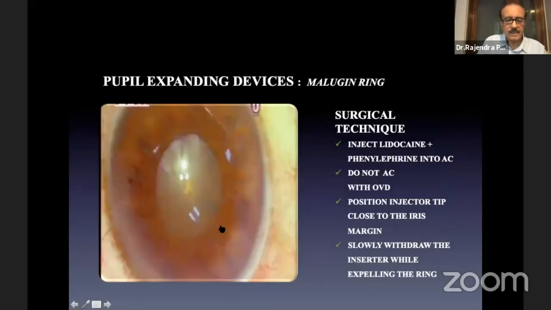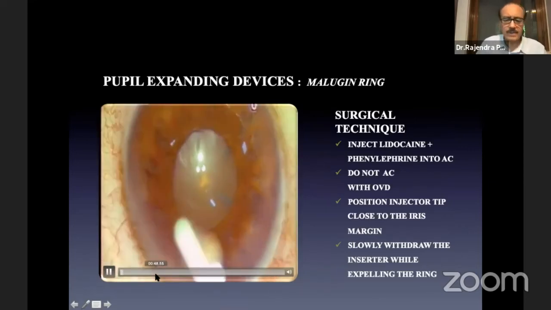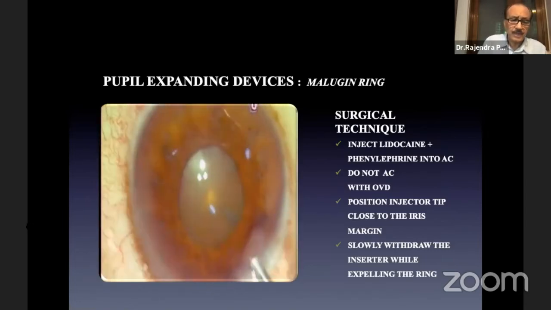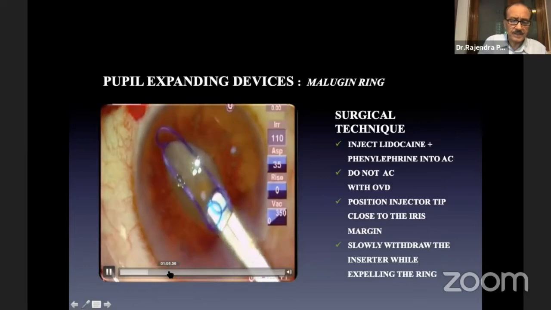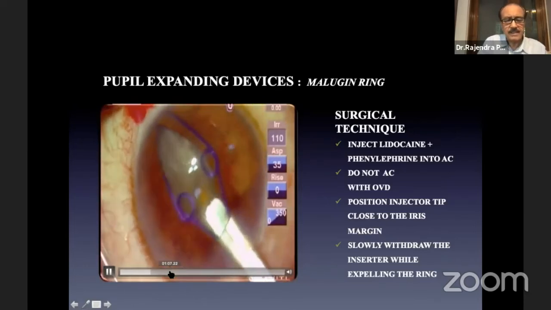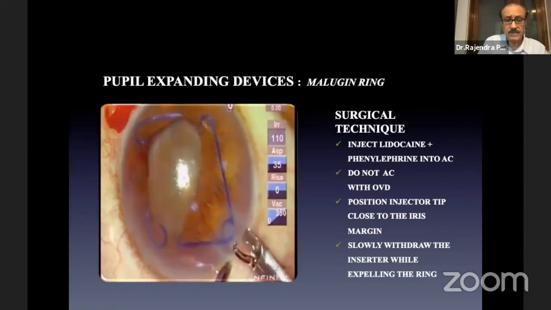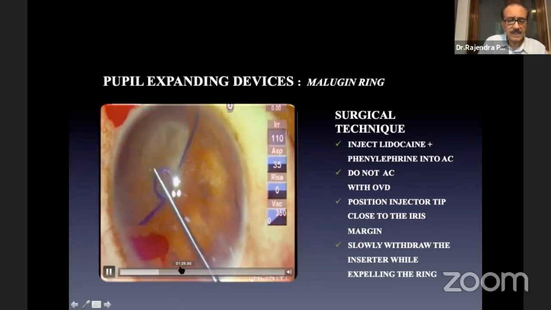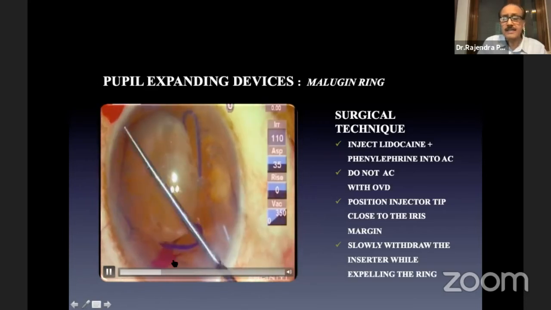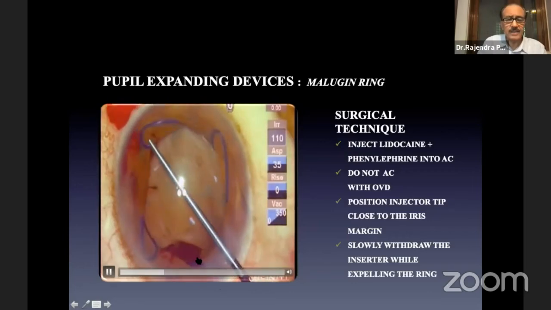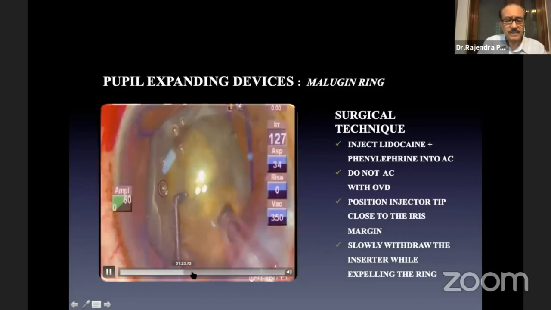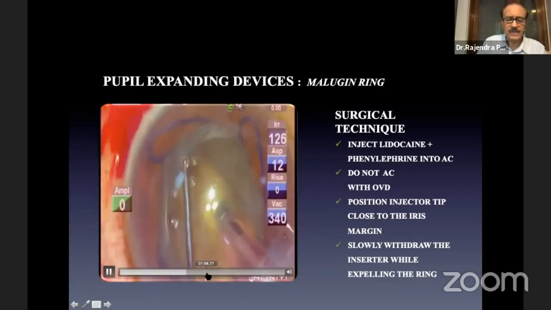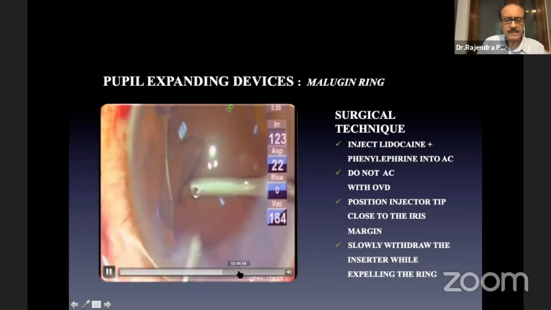Just the last video, because among the expanding devices, the Malyugin ring is very commonly used, and this gives you a much better exposure of the anterior capsule. You can get a pupil of around 5.5 mm, so that your surgical procedure becomes much better. The only problem is that placing and removing the Malyugin ring is not very easy, because you have to be very careful while injecting it. Sometimes this may lead to too much stretching of the iris, and you may get a sphincteric tear and some bleeding in the eye. But finally you can see you get a very large pupil of 5.5 to 6 mm, and you can very easily complete the surgery in this situation.